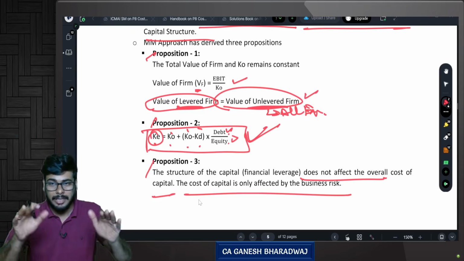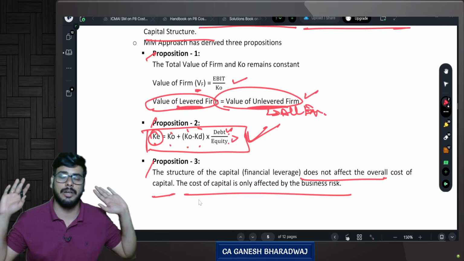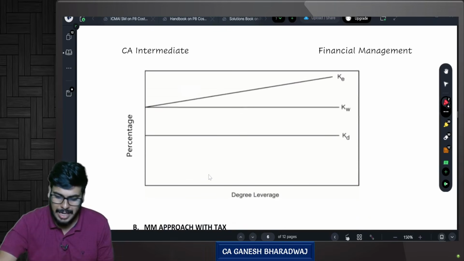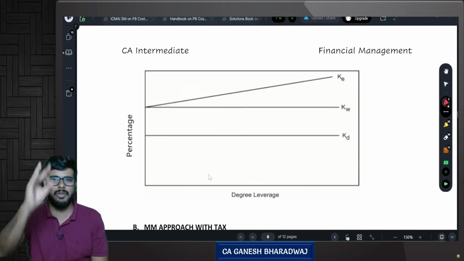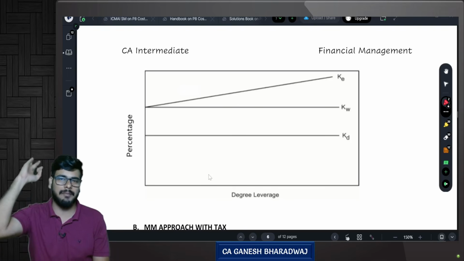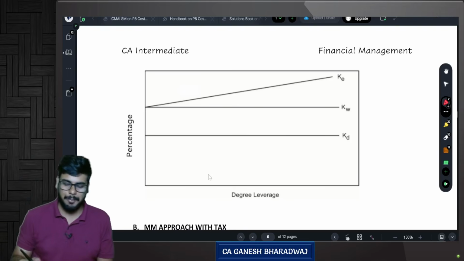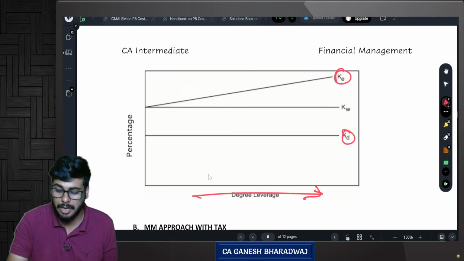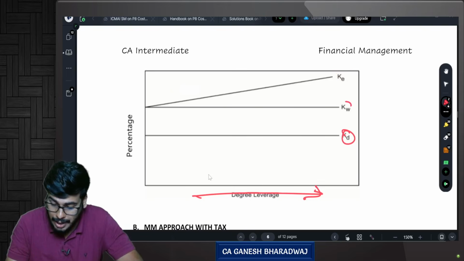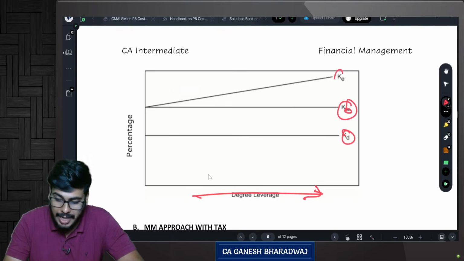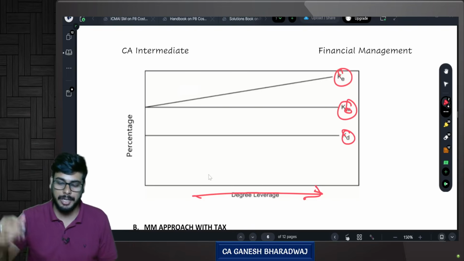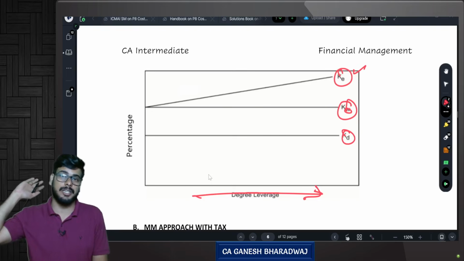So is it true? That is what Modigliani Miller is saying. Are you clear with this? This is what they are saying. And this proposition is exactly ditto same as your NOI approach. See, as you increase the proportion of debt, KD will not change, your KO will also not change, but your KE alone will increase. Why does KE increase? More the debt, more the risk, more the equity shareholders' return expectation.